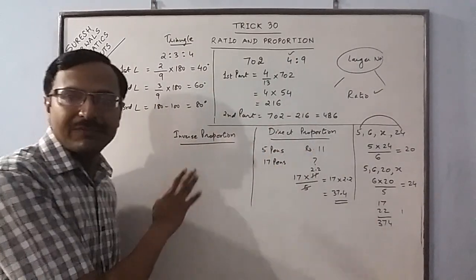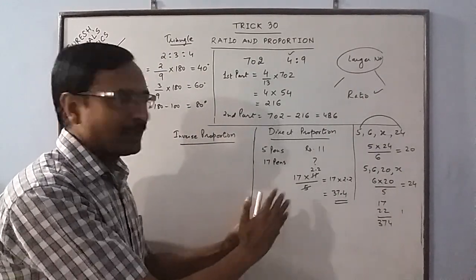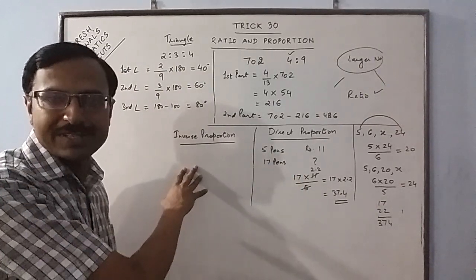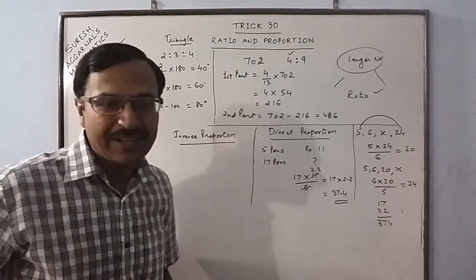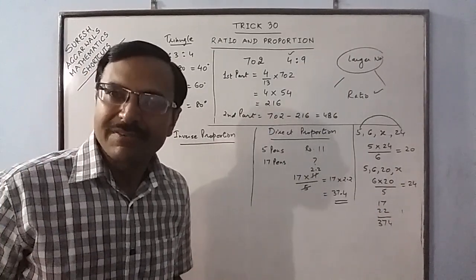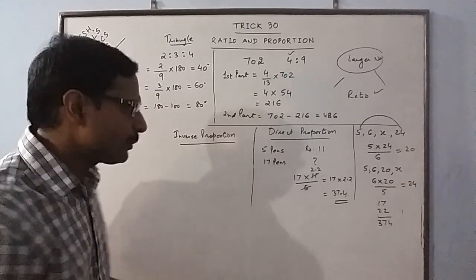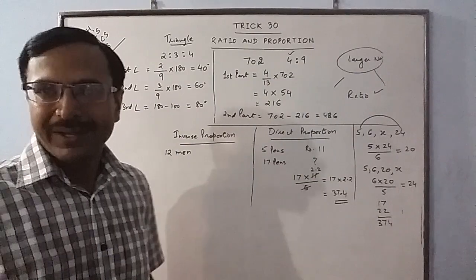Now coming on to inverse proportion. Obviously when direct proportion gives you the answer in reverse order, then inverse proportion will give you the same answer in straight order. Now I'll take one example for this. This is a very common question for competitive exams. Suppose 12 men can do a piece of work.